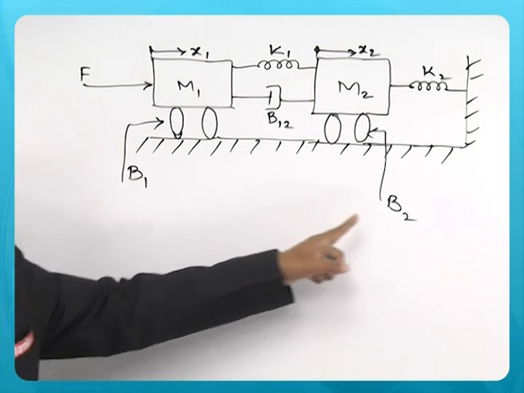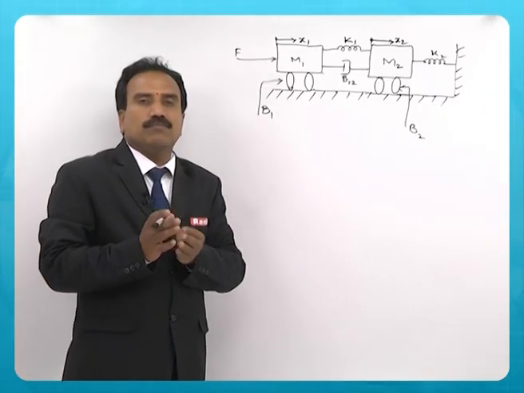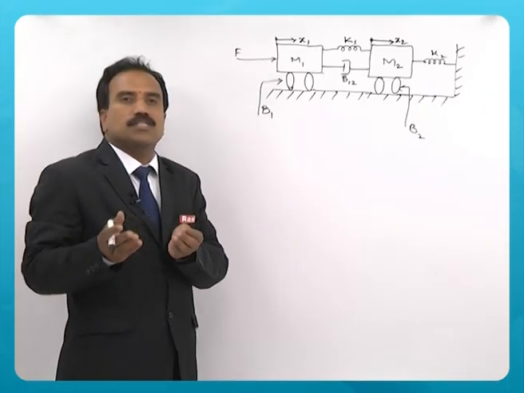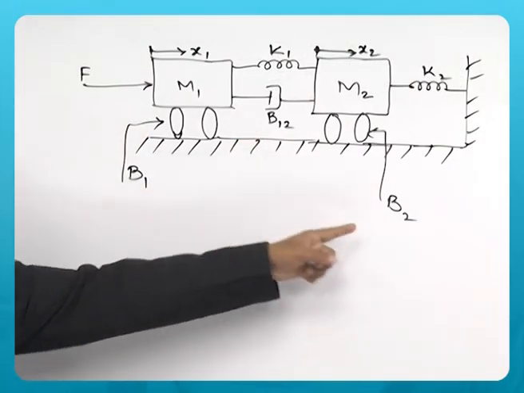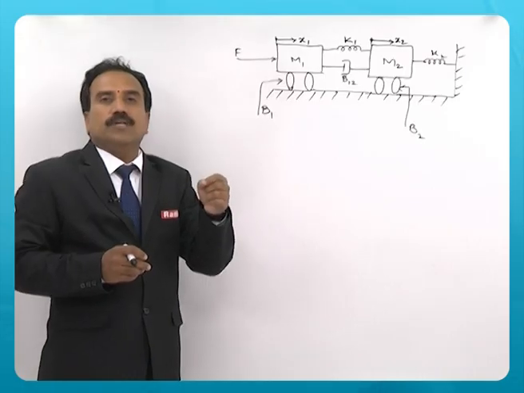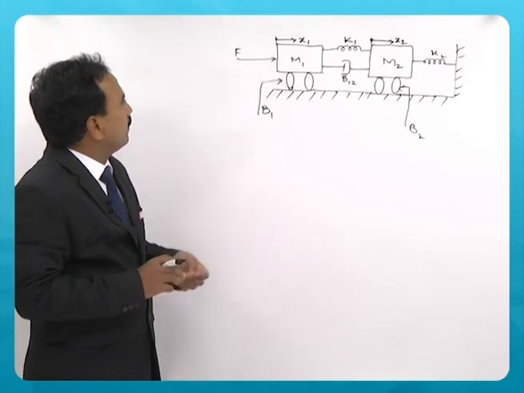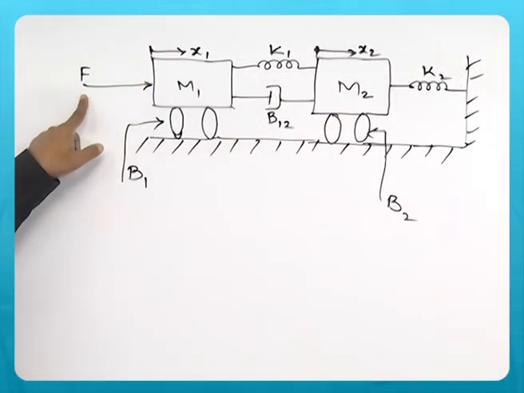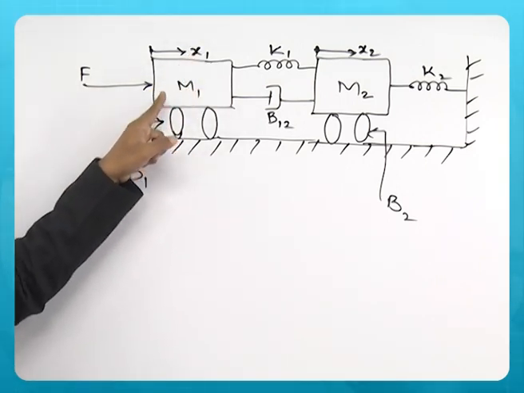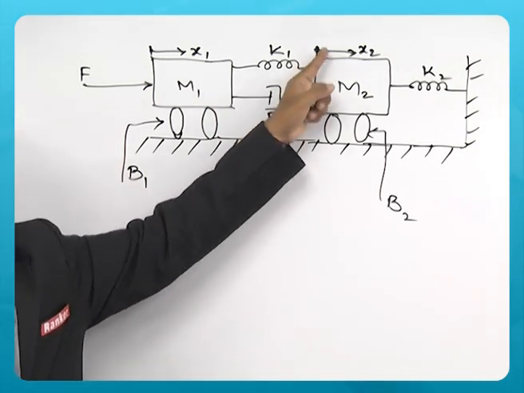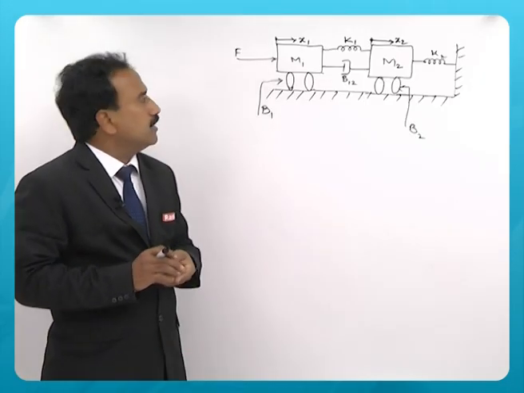B1, B2 exist like a friction, and it is a loss component. So the energy is lost due to friction in a mechanical system. It is similar to resistance in an electrical system. Anyway, a force is applied here on mass 1, and x1 is the displacement associated to mass 1, and x2 is the displacement associated to mass 2.